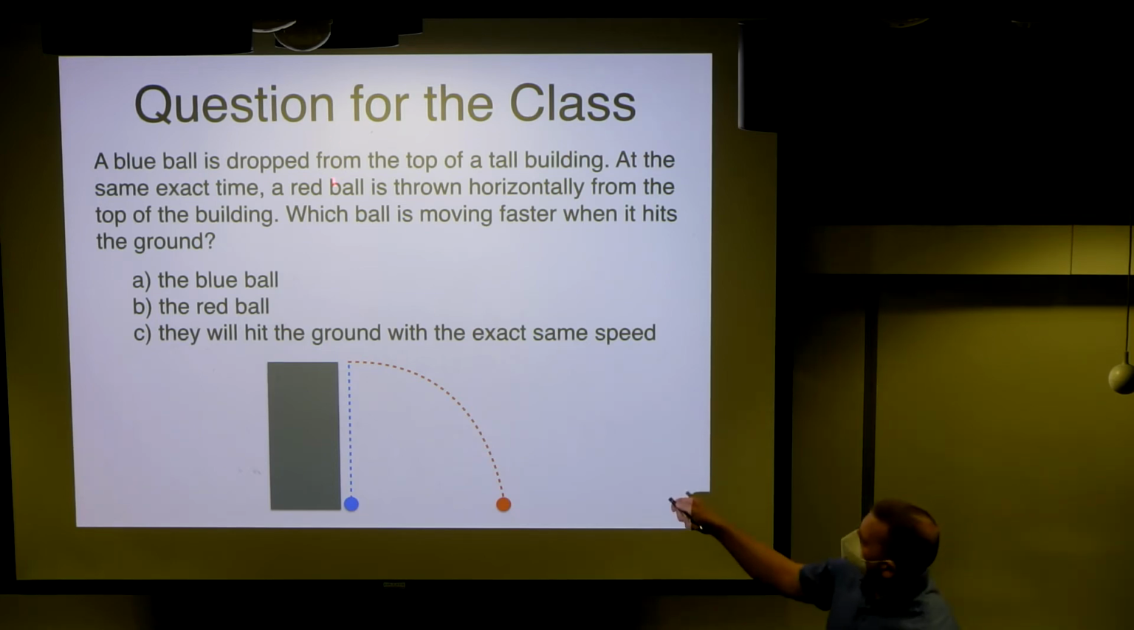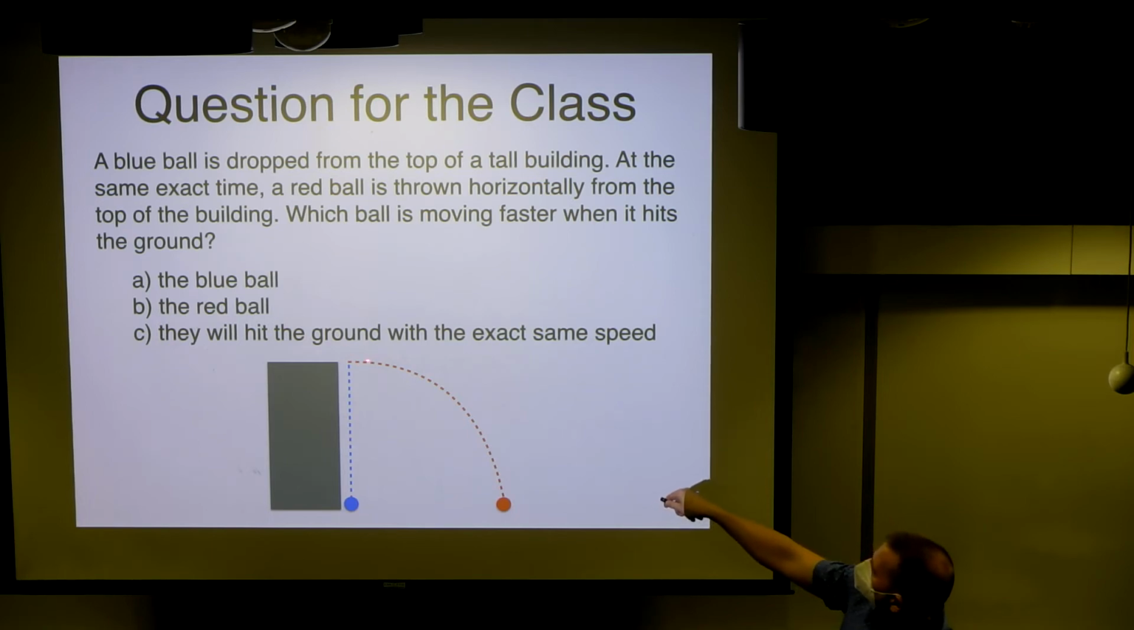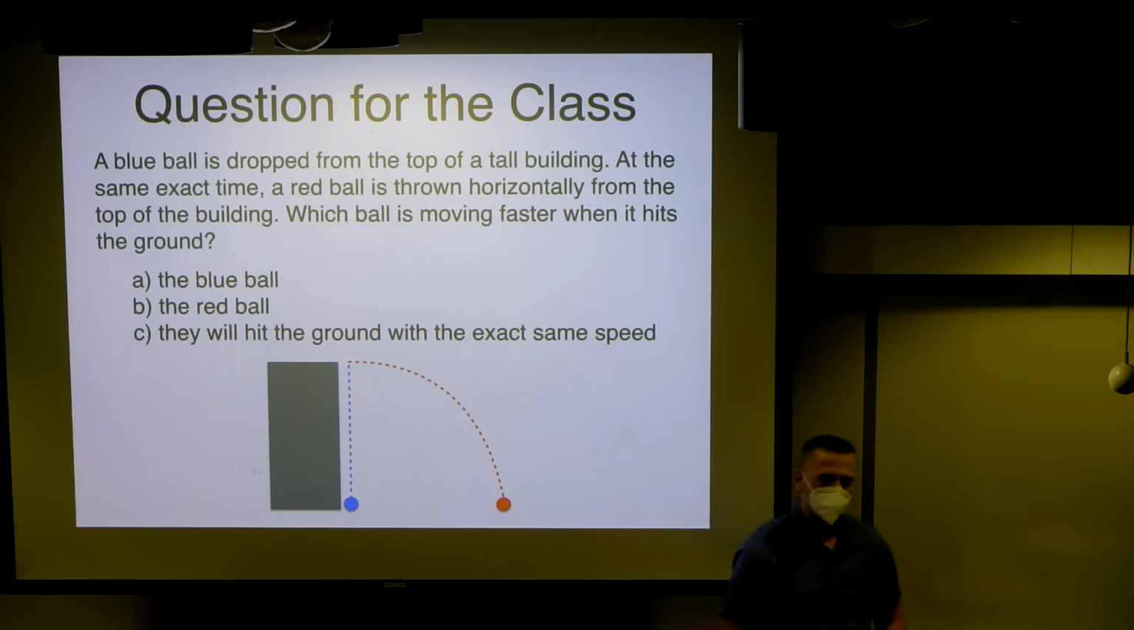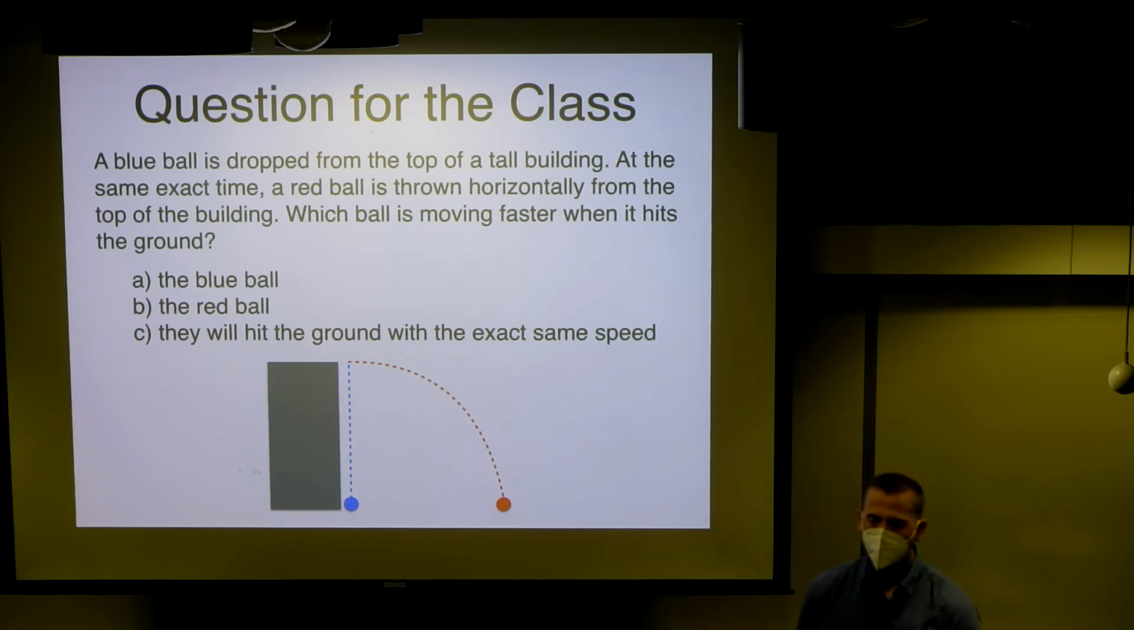We have a blue ball dropped from the top of a tall building at the exact same time this red ball is thrown horizontally. So this question has to do with which one is moving faster upon hitting the ground. Is the blue one moving faster? Is the red one moving faster? Or are they going to hit the ground moving at the same exact speed? Let's just put this one to a vote. Just give me your initial thoughts.